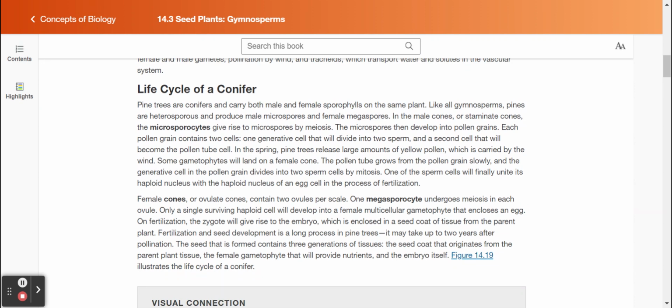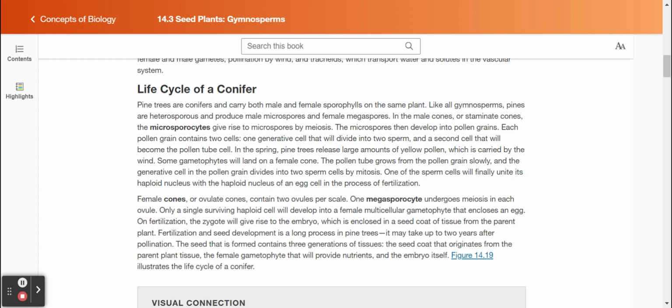Life cycle of a conifer. Pine trees are conifers and carry both male and female sporophylls on the same plant. Like all gymnosperms, pines are heterosporous and produce male microspores and female megaspores. In the male cones, or staminate cones, the microsporocytes give rise to microspores by meiosis. The microspores then develop into pollen grains.